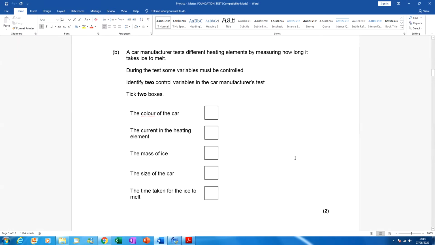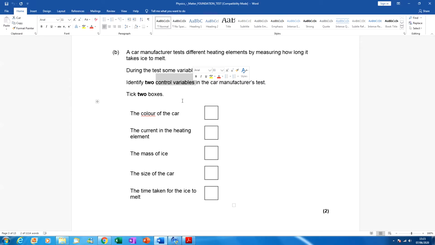A car manufacturer tests different heating elements by measuring how long it takes ice to melt. During the test, variables must be controlled. Identify 2 control variables in the manufacturer's test. Tick 2 boxes. Now this word or phrase, control variables, means things that you need to keep the same so that your results are valid.